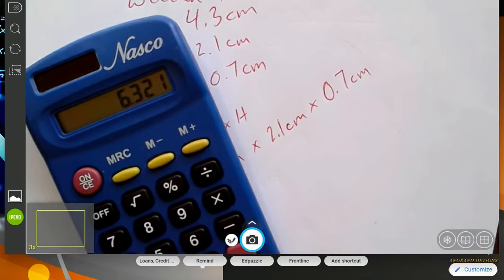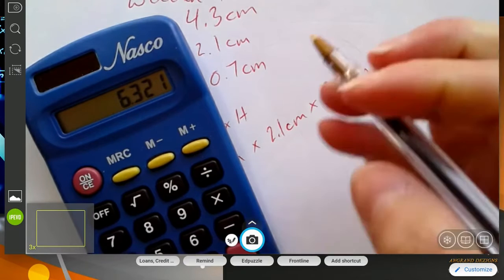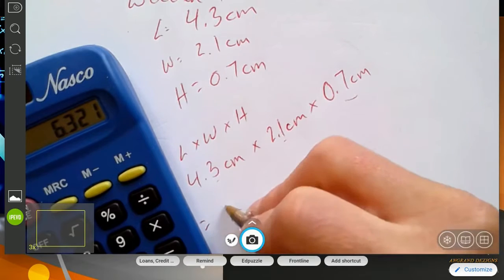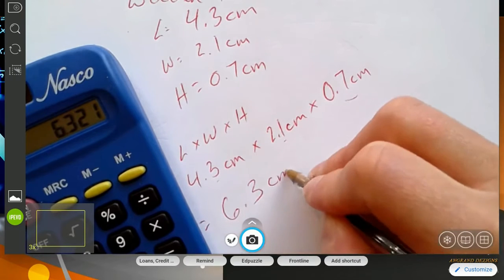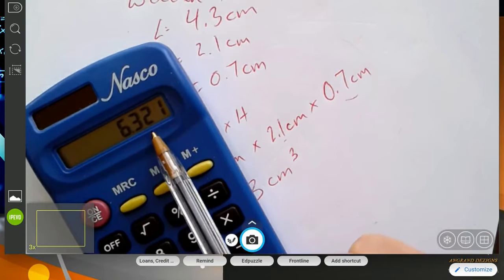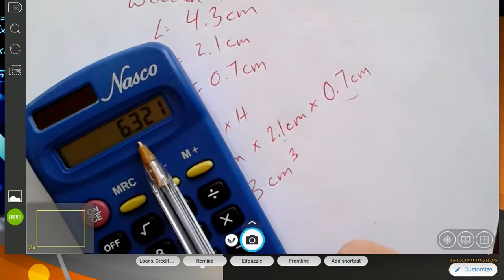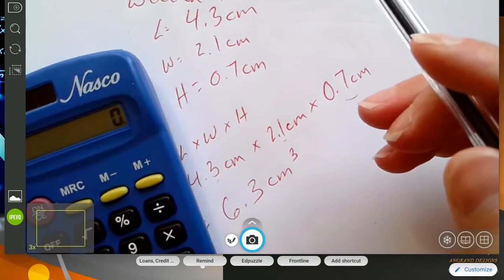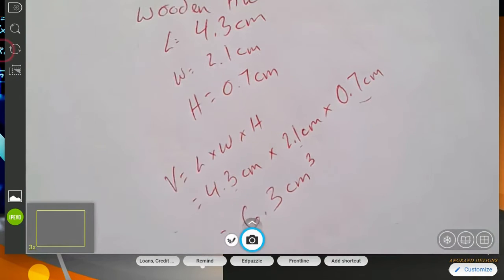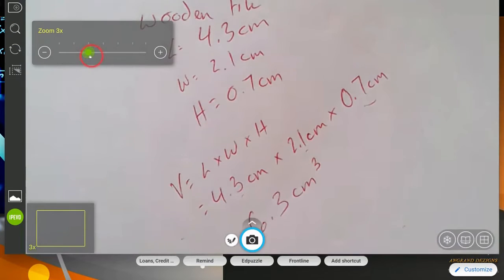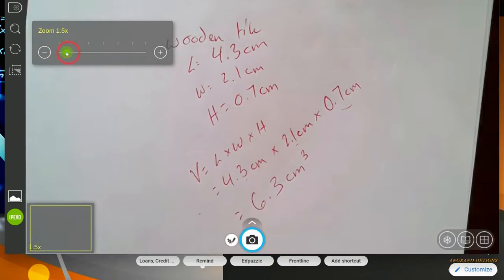Centimeters times centimeters times centimeters is centimeters cubed. What we can do in this case, since we only had our measurements out to the 10th place, we can just round this off to the 10th place. And since the number after our 10th place was less than 5, this is left alone. 6.3 centimeters cubed. Awesome.